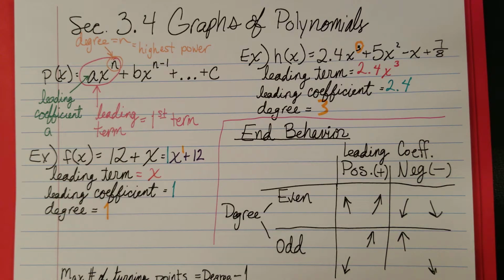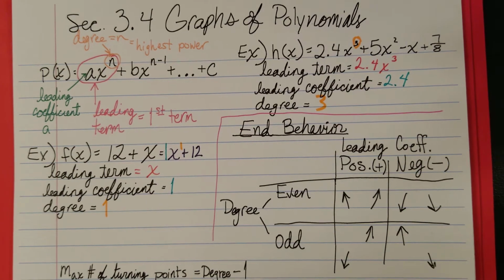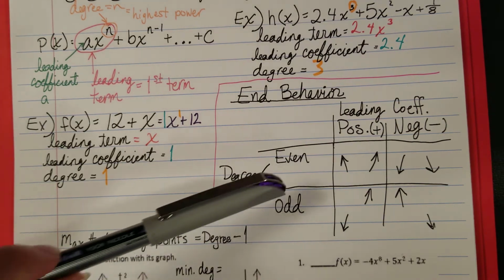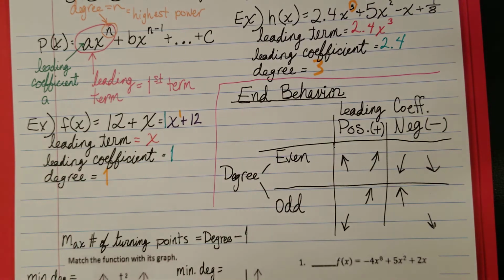All right. Now, the reason why that information is important is so that we can use it to determine the end behavior of the graph. So that's a fancy way of saying which direction are the arrows pointing on the graph, okay? So if the degree is even, both of the arrows will be pointing in the same direction.